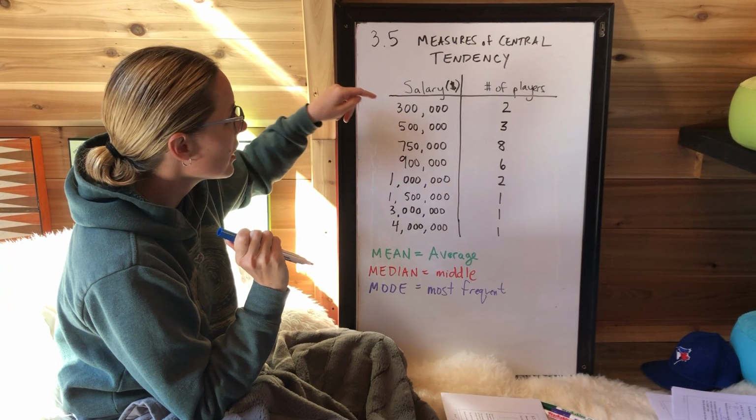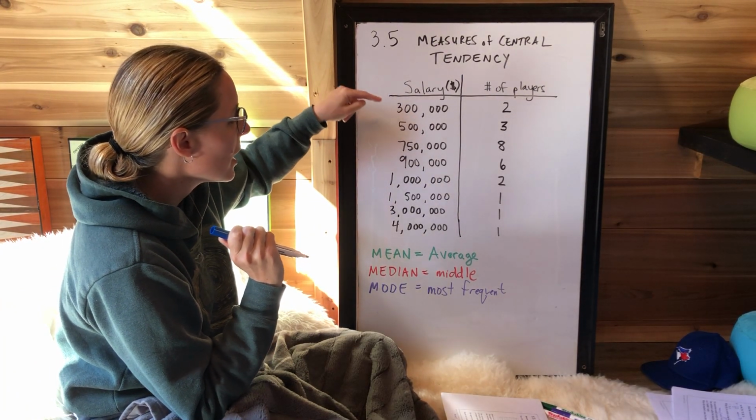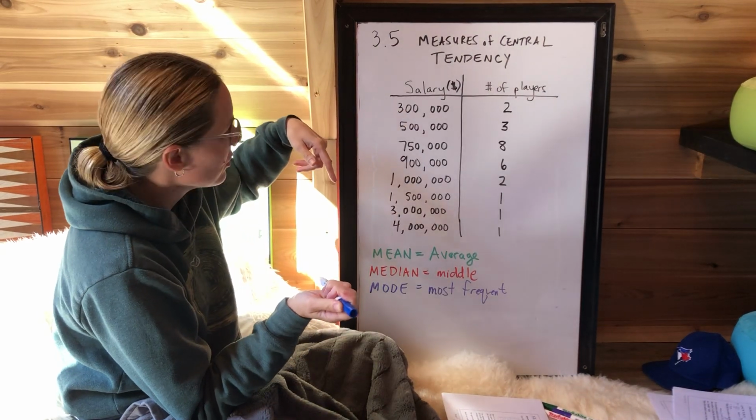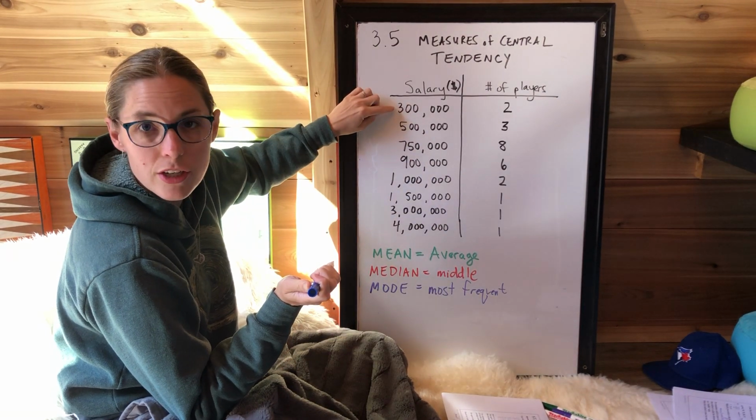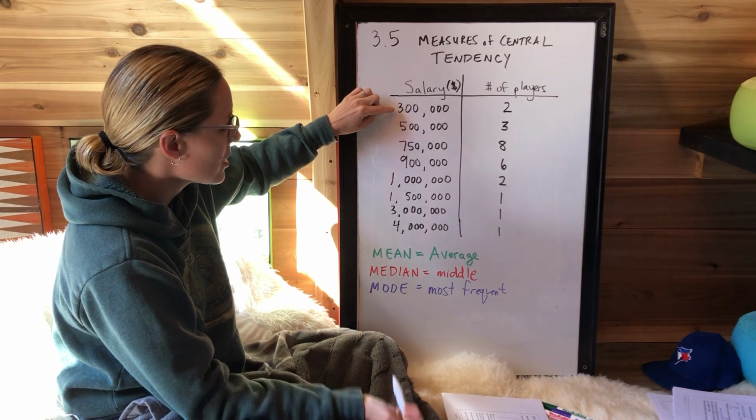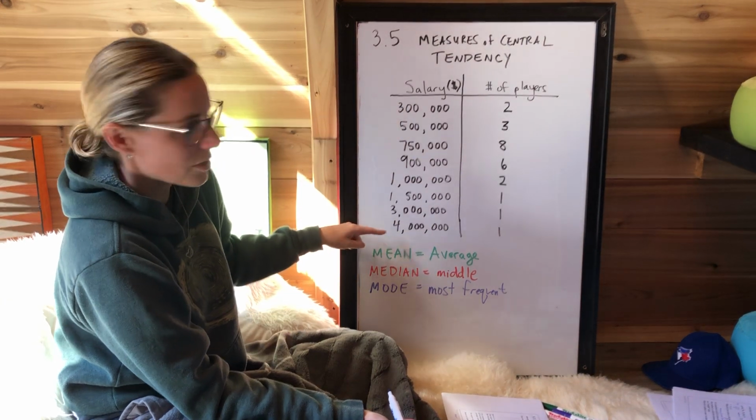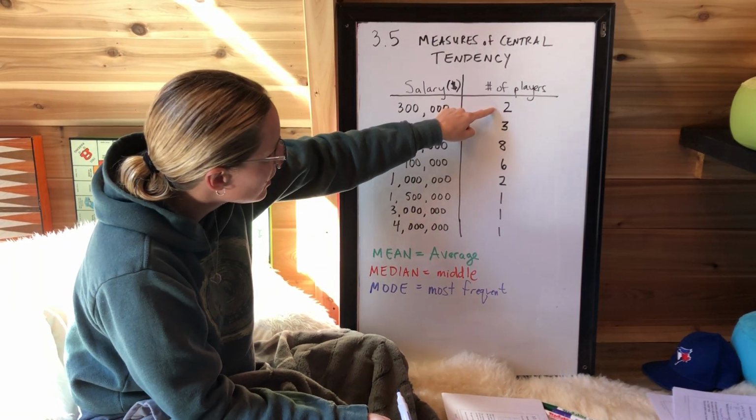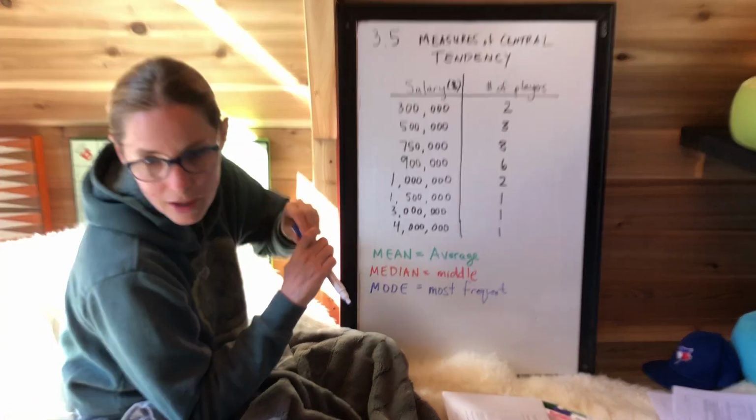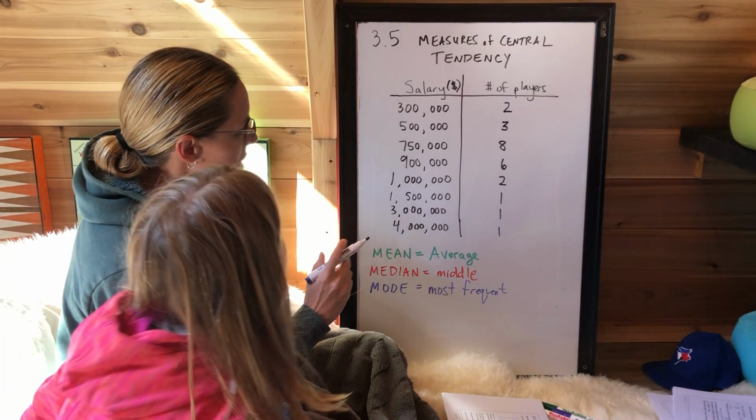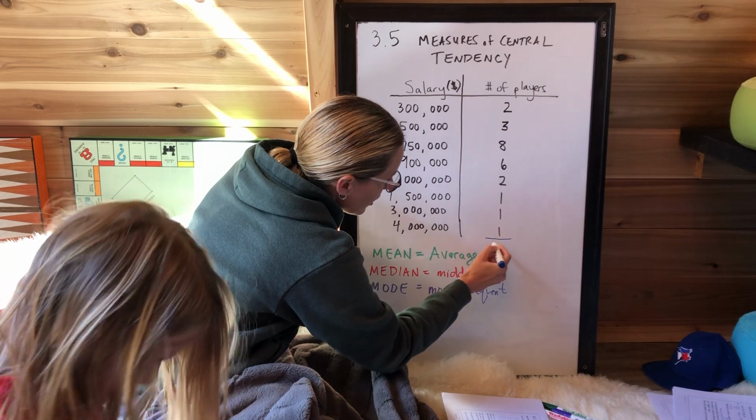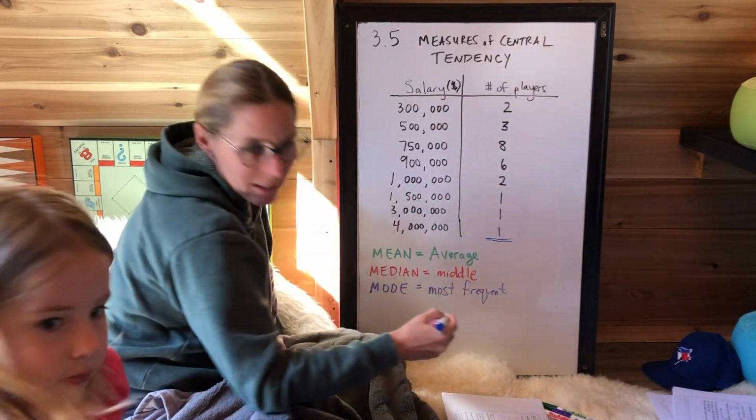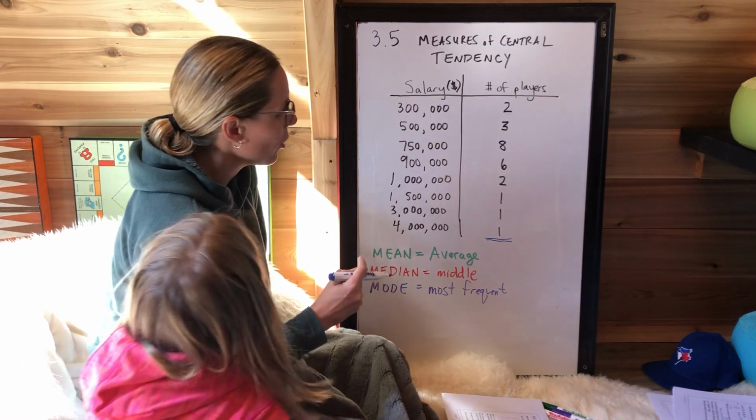They list an NHL hockey team and they list the salaries of all the players. So the salaries range anywhere from $300,000 a season up to $4 million a season. Okay, and then on this side, they list the number of players that make each of those salaries. So if you kind of look here, whenever I use a double bar like this, I'm adding something up. So that's something that we've seen before.